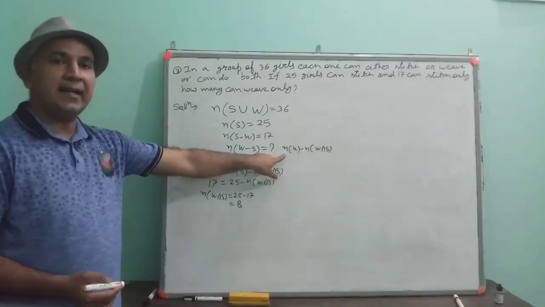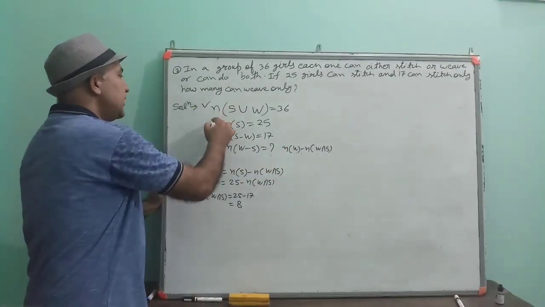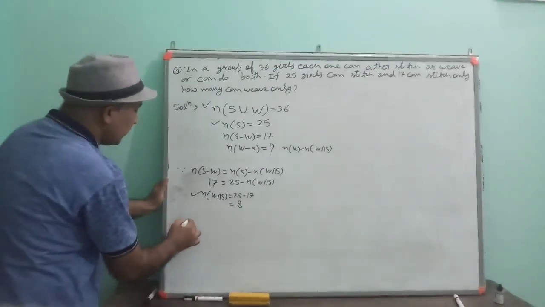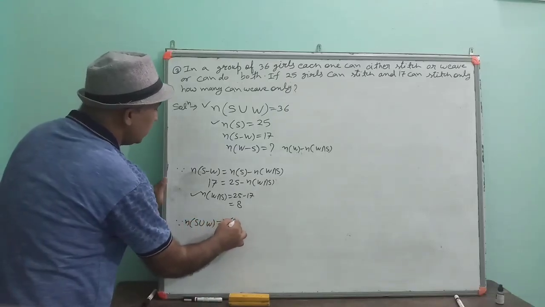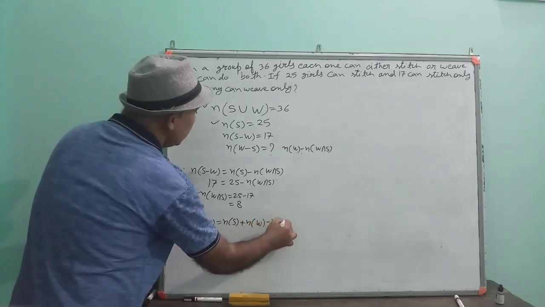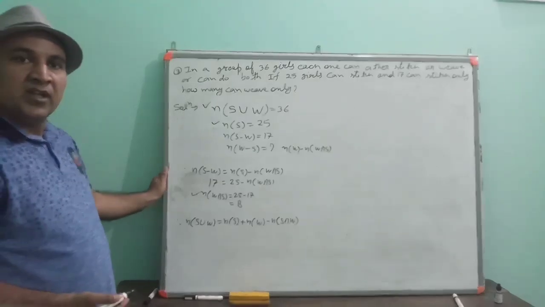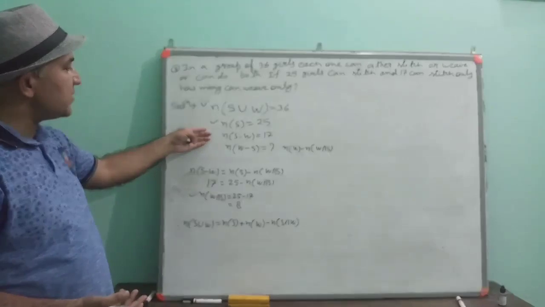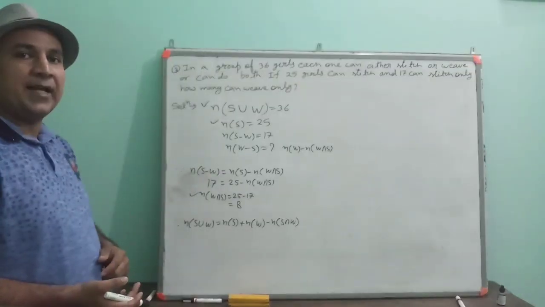Now we have to find NW. How to find? See here. By using these 3, if we apply the formula for union, S union W is equal to NS plus NW minus NS intersection W. This is the formula. If you have learned all the formulas, then by watching the given statements and what you have to find, you can think which formula will be applied.